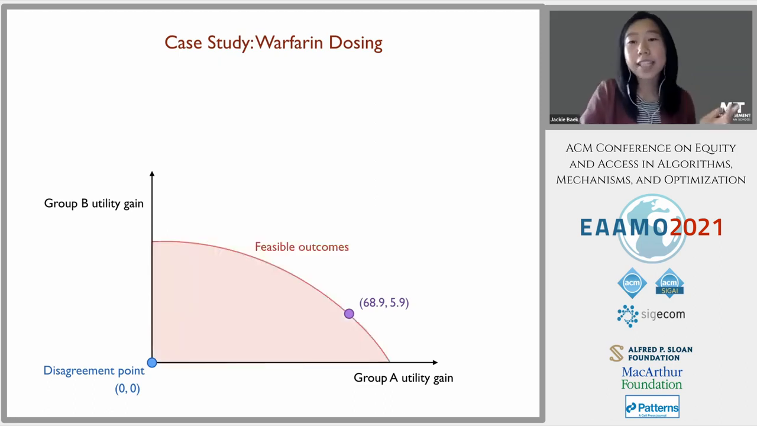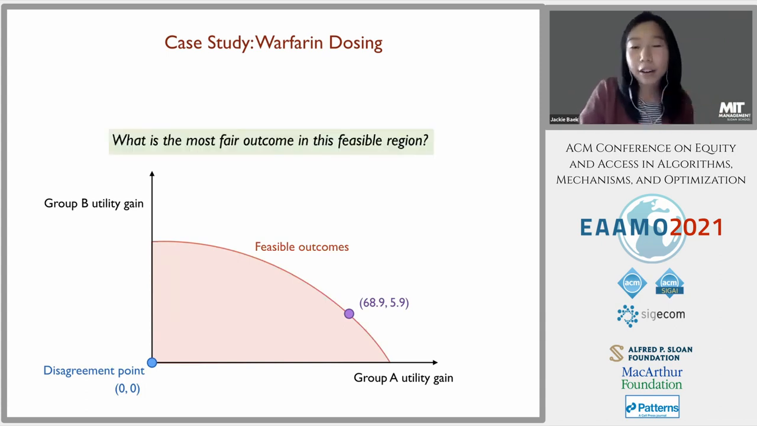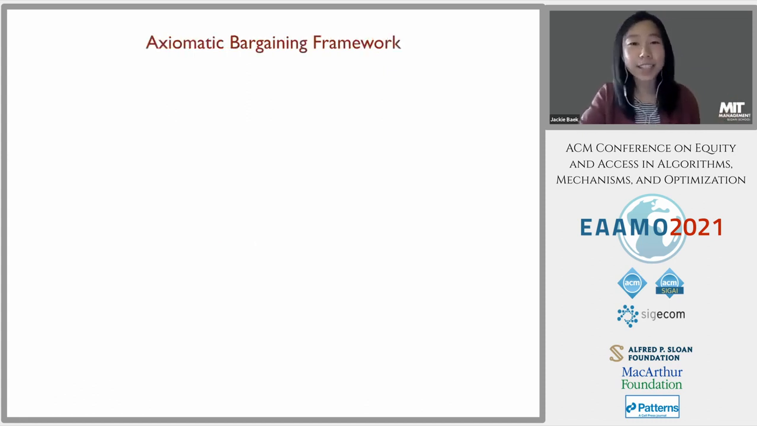For example, maybe the set of all feasible outcomes looks like this shaded region. We'll assume for now that we know what this feasible outcome space looks like. Then we have the question: out of these feasible outcomes, what is the most fair outcome? Is the purple point the most fair outcome? The way we're going to define fairness is to go back to foundational economics. We're not going to reinvent the wheel in terms of defining fairness. We're going to use the axiomatic bargaining framework.